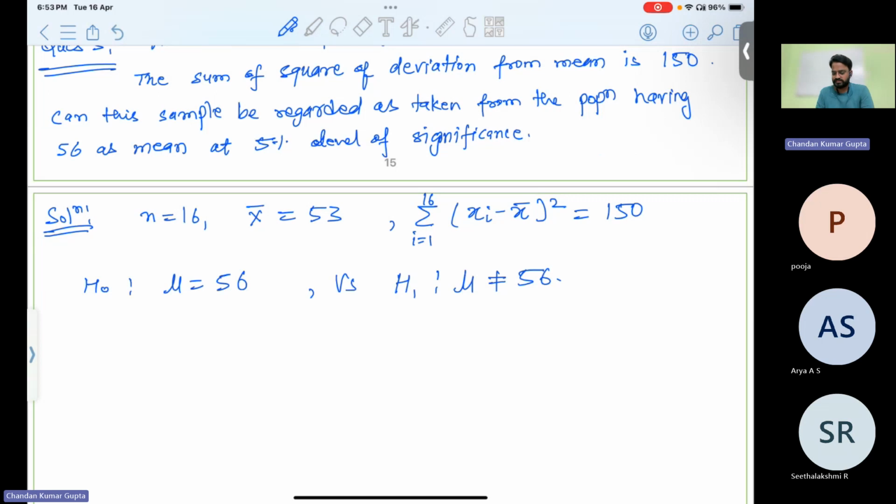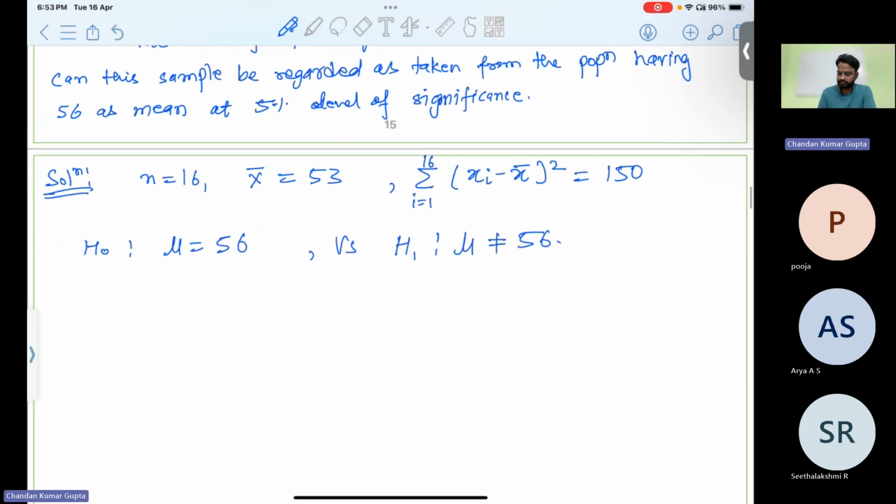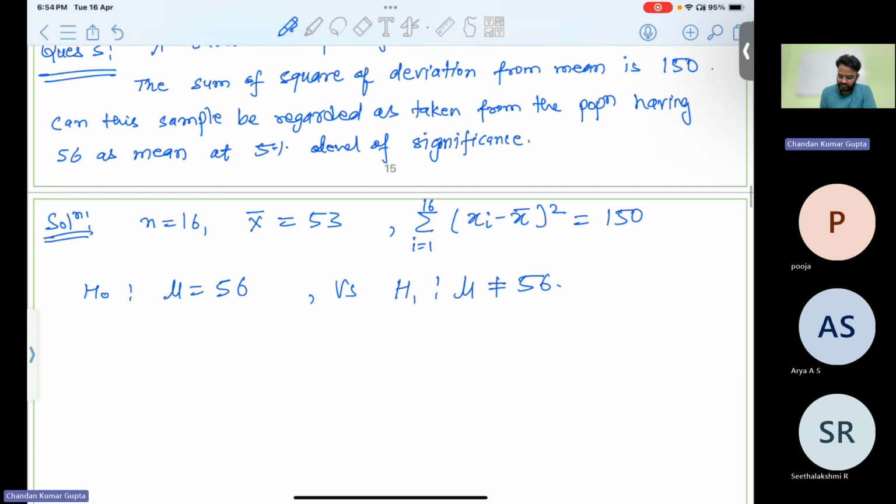This is the case when we are going to test the mean when sigma square is unknown. So the second step is the statistic.